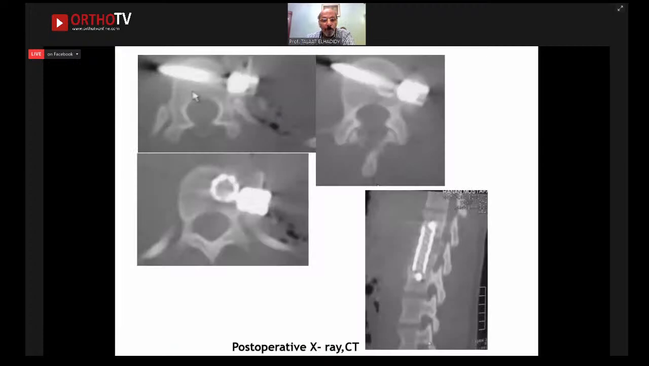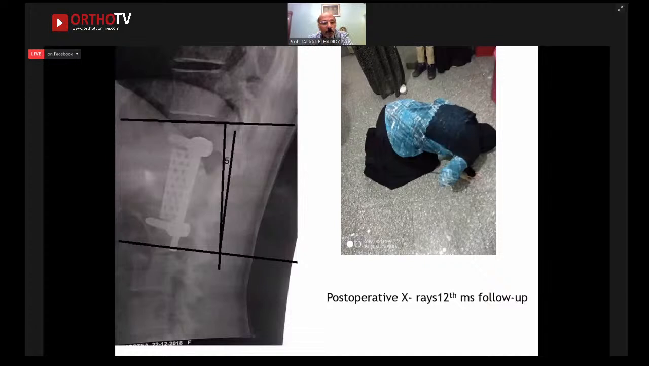And this is the CT after surgery. Total restoration of the height and good stabilization. And this is 1 year after, still maintaining the 5-degree correction or residual kyphosis. And this is the patient praying after 1 year of her surgery. Excellent movement of the spine.